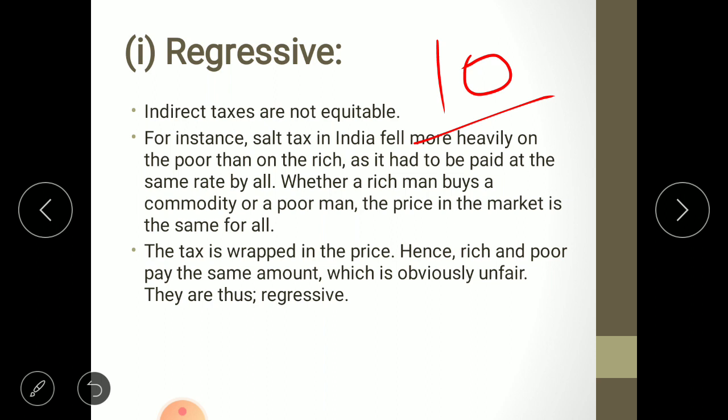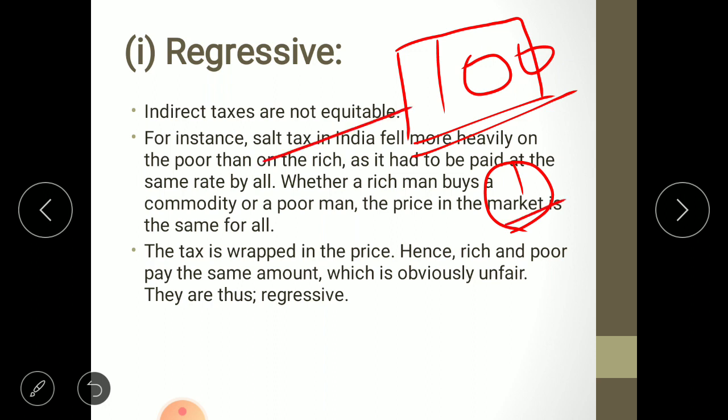Now this 10 rupees has to be paid by the rich and it has to be paid by the poor. But the value of that 10 rupees is different for the rich and the poor. 10 rupees may feel like 100 rupees to the poor, and 10 rupees may feel like 1 rupee to the rich. So in terms of feel, the poor is paying 100 rupees and the rich is paying 1 rupee. The rich have more income and pay 1 rupee; the poor have less income and pay 100 rupees. So as income increases, tax reduces; as income decreases, tax increases. From that point of view, we can say that indirect taxes are regressive.